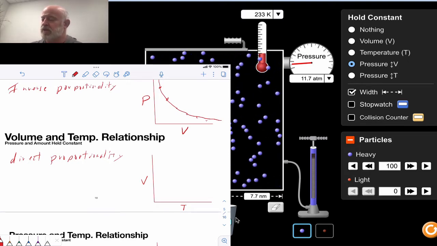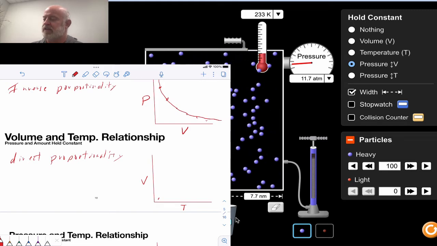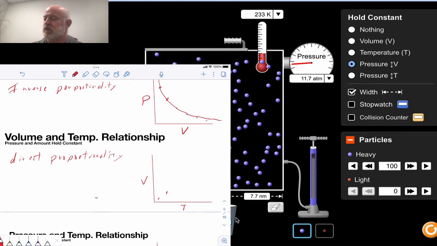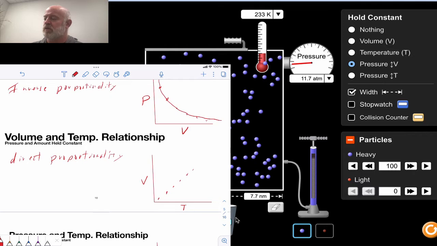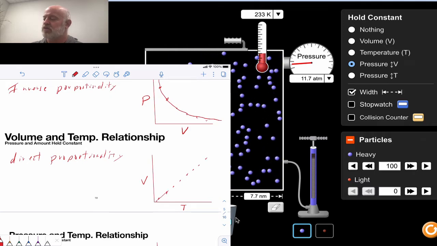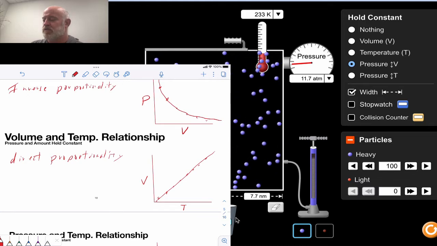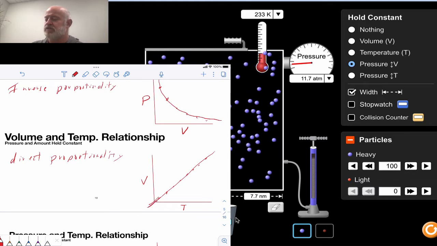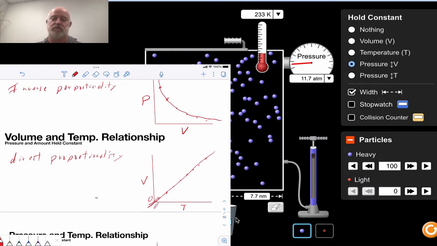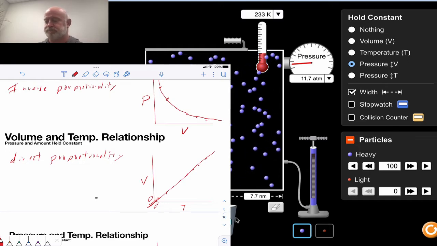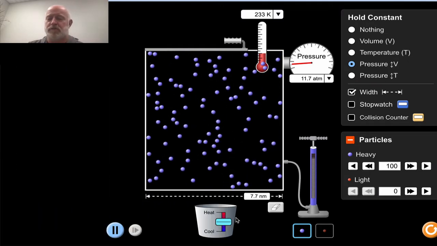And with the direct one, if I start here, as I increase my temperature, volume will go up. If I increase more, it'll go up, and up, and up. So we end up getting a linear regression on this one that will force itself down through the origin, because if there's no temperature, there has to be no volume for our gases. Okay. We continue on with this idea.